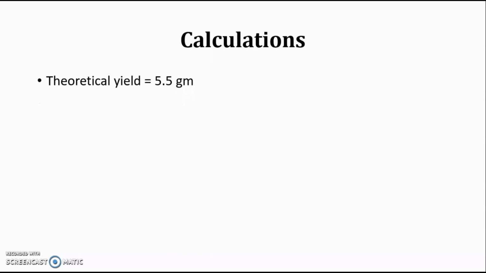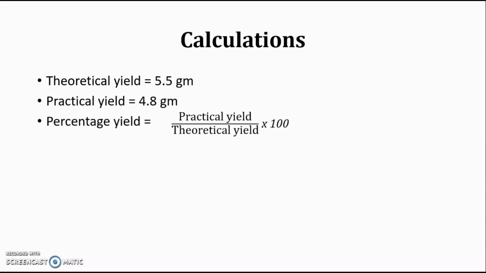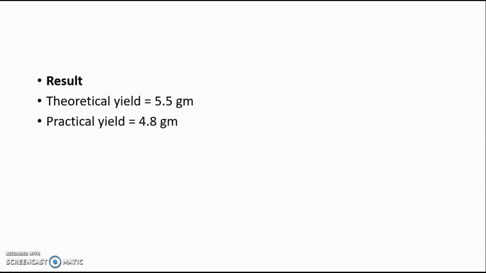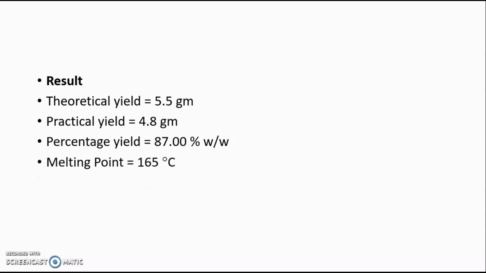So our theoretical yield we have calculated as 5.5 gram. Then the practical yield, suppose we are getting 4.8 gram. So the percentage yield is calculated by using the formula practical yield divided by theoretical yield into 100. So 4.8 divided by 5.5 into 100, that is equal to 87% weight by weight. So this is the result. Theoretical yield 5.5 gram, practical yield 4.8 gram, then percentage yield 87% weight by weight, and melting point, suppose we have got 165 degrees Celsius. In this way we are going to perform the synthesis of benzanilide from aniline. So this is about our result.